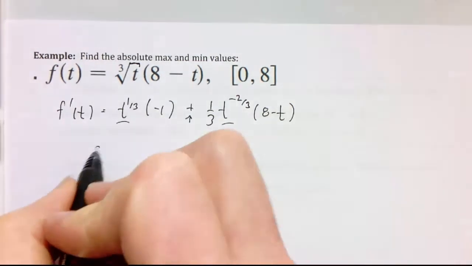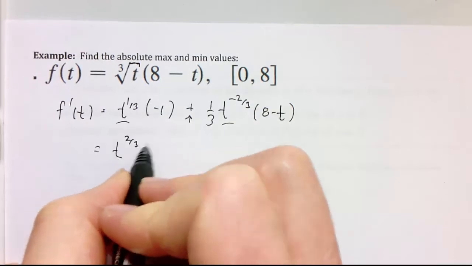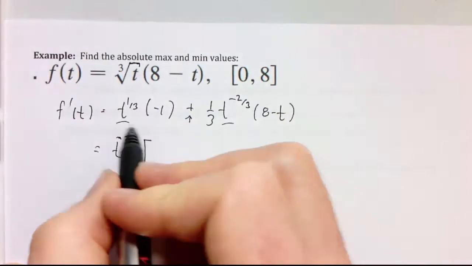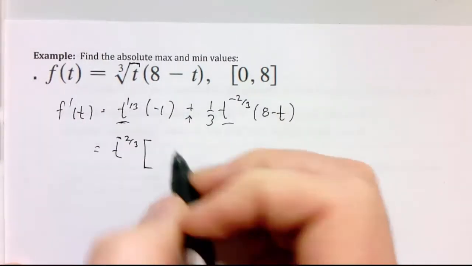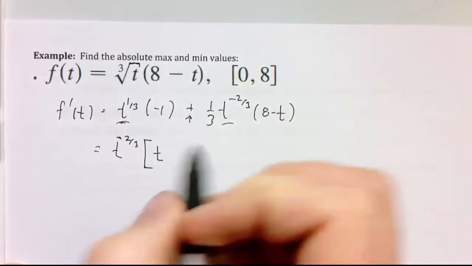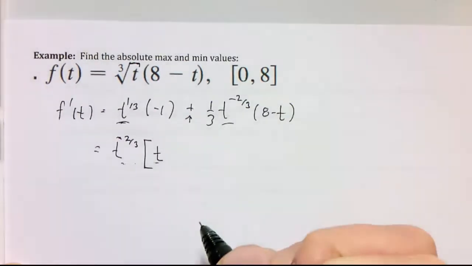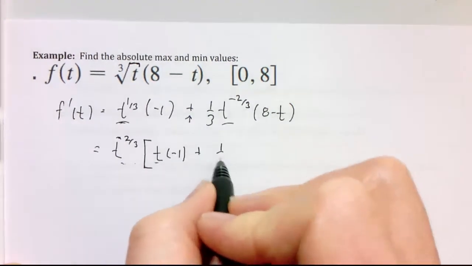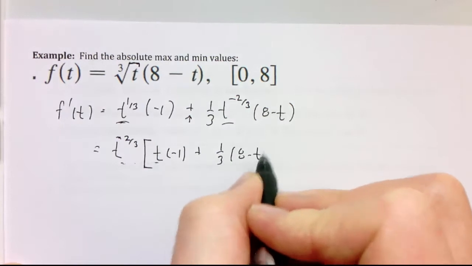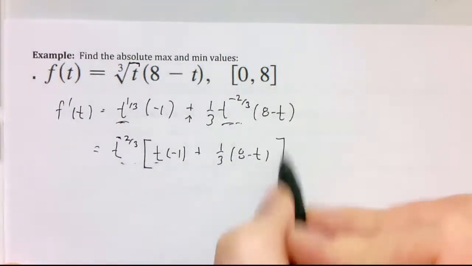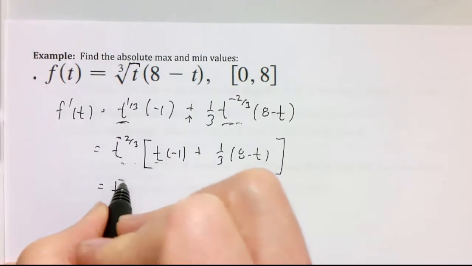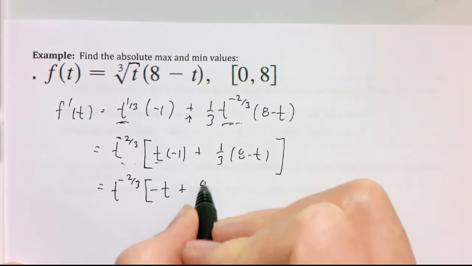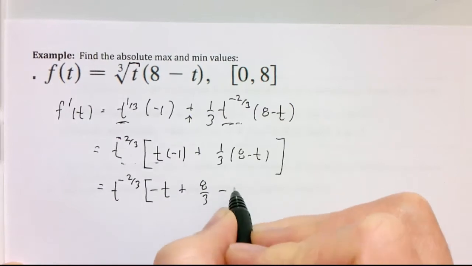And I'm going to factor out t to the minus 2/3. So that means when I factor out minus 2/3 from 1/3, I'm left with t to the first power. Notice if you multiply these back together, you'll get t to the 1/3. I still have the minus 1 there, plus 1/3 times 8 minus t, because we factored out completely the t to the minus 2/3. So here I get minus t plus 8/3 minus t over 3.